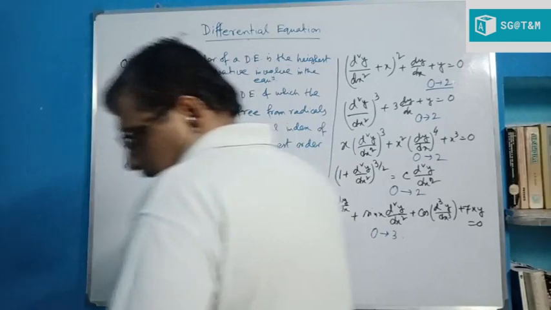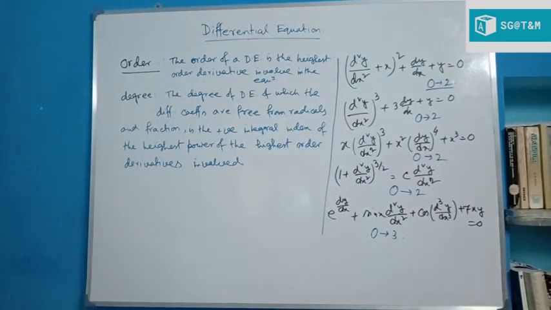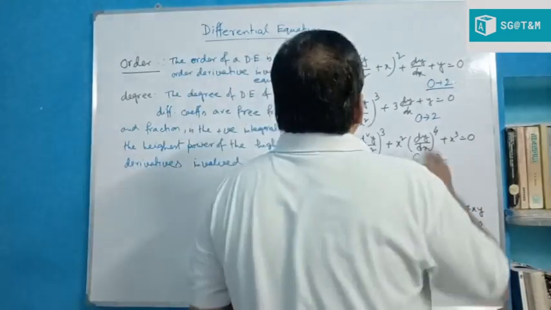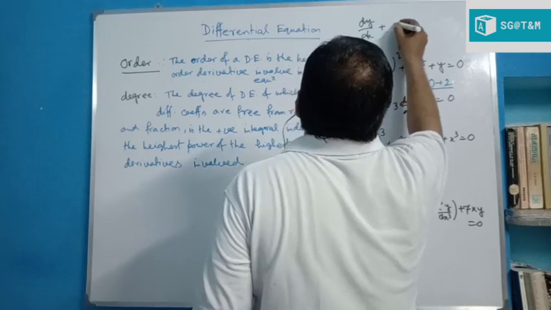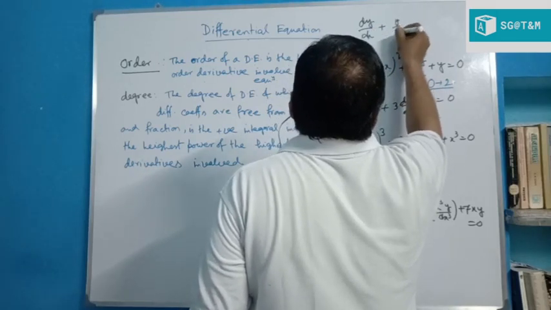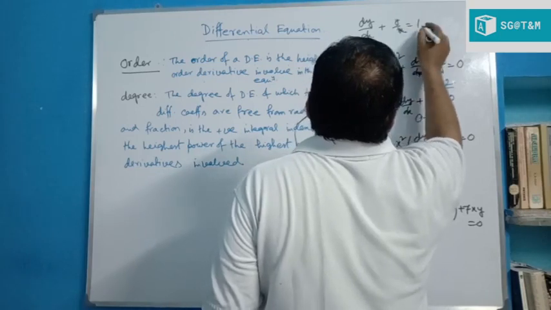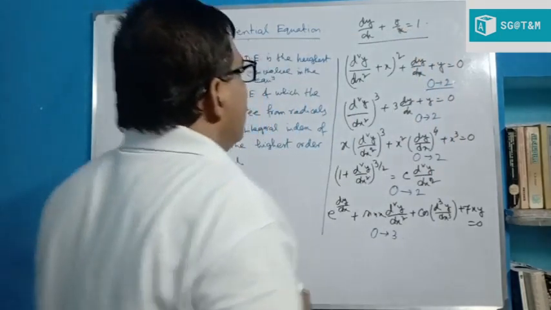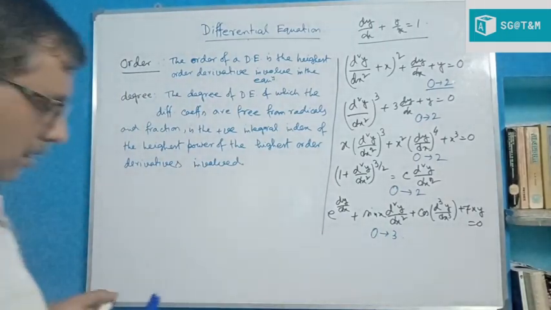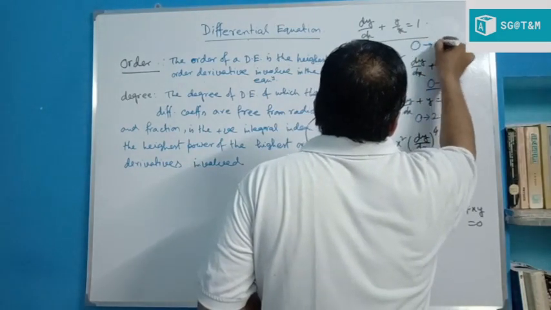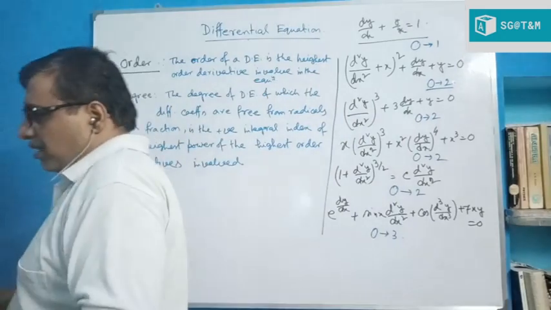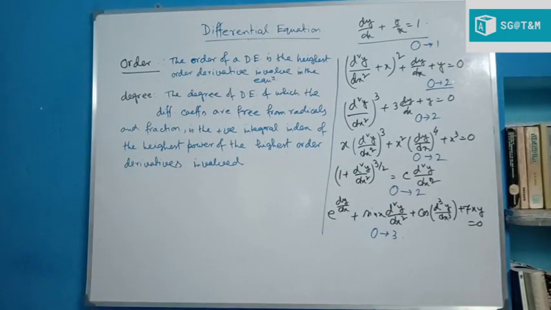If we take another example, say dy/dx plus y by x is equal to 1. In this case, dy/dx plus y by x is equal to 1. So the highest order derivative present here is 1. So the order is 1, first order. So the order is very clear: the highest order derivative present or involved in the equation is known as its order.